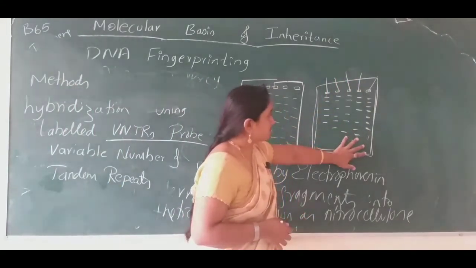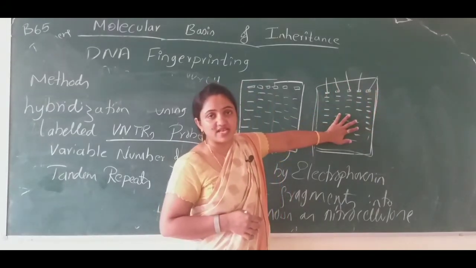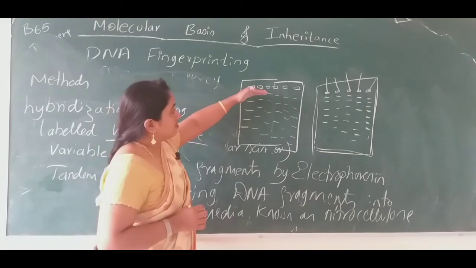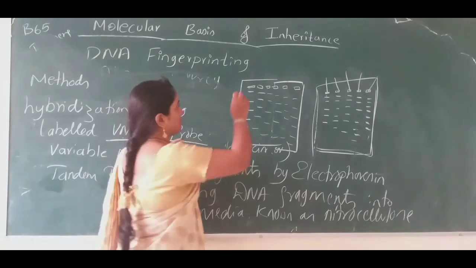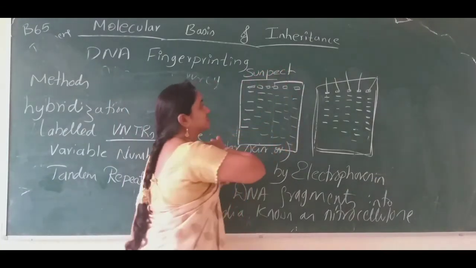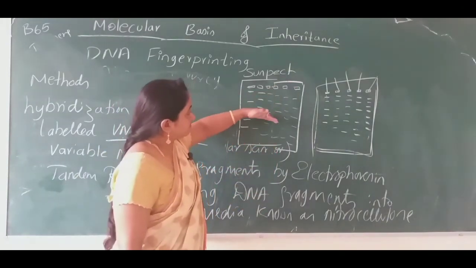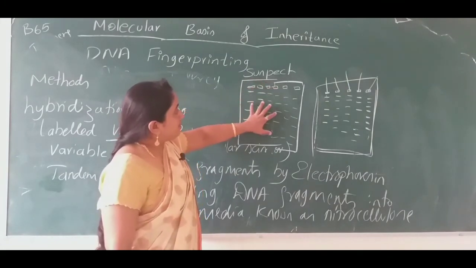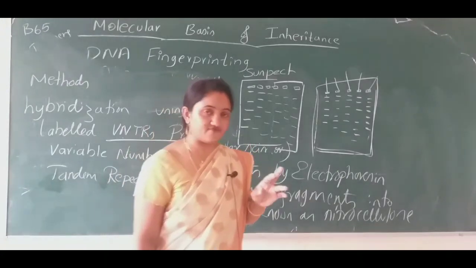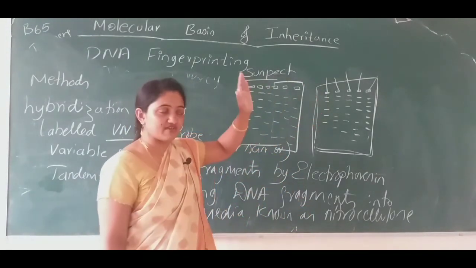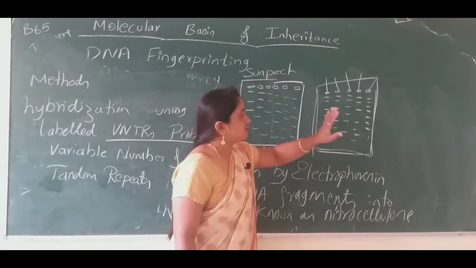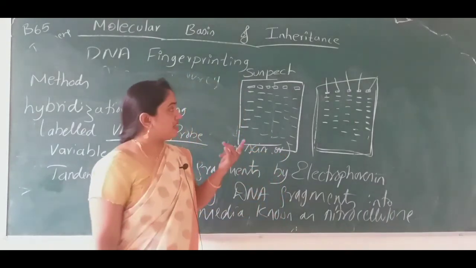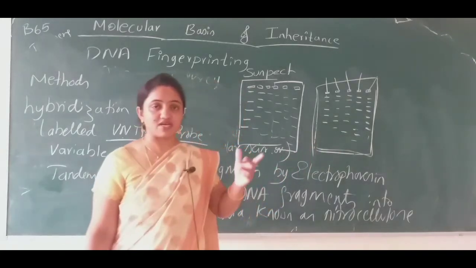So this is one sample, collected from the crime scene. For example, if we have any doubt on a person, we can call them a suspect. These are the DNA fragments separated on the electrophoresis tray. We cannot justify a match by taking only one suspect. We can match this sample with two or three suspects. If we have doubts on two or three persons, first we collect their samples and match them with this DNA sample collected from the crime scene.